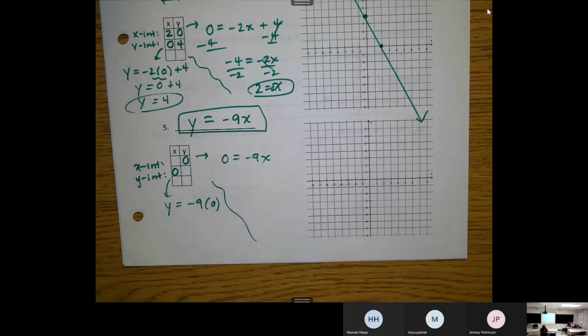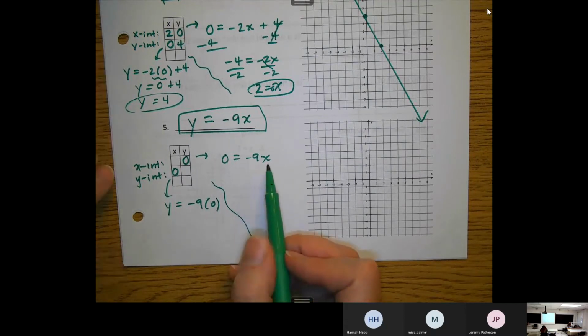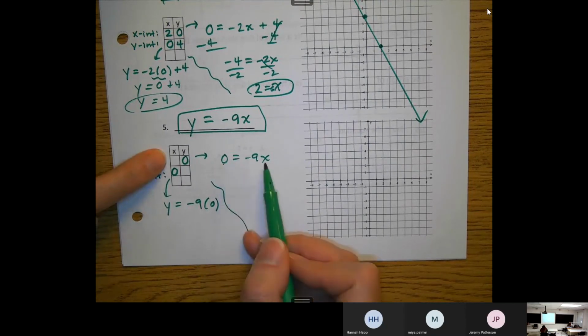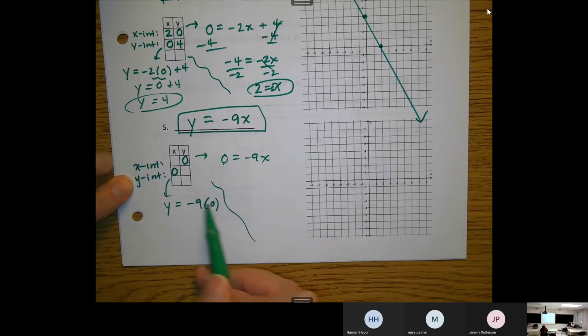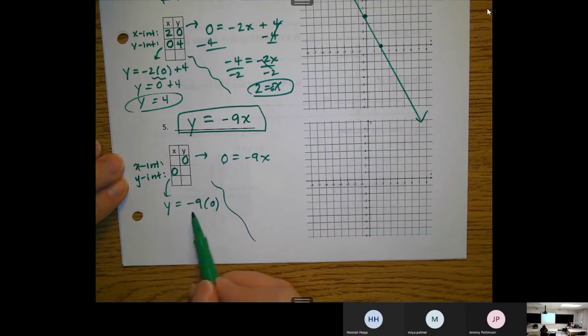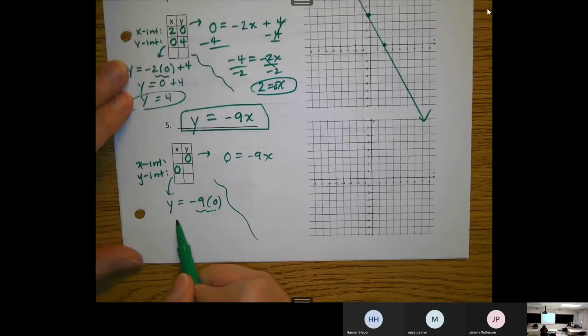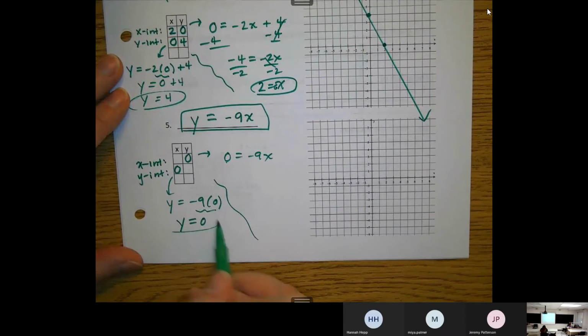Okay, so are we gonna move the 9 or the x? We just need to put 0 in for y and solve for x. And we also need to put 0 in for x and solve for y. That's going to be the easy one, isn't it? Let's just multiply those and get 0.